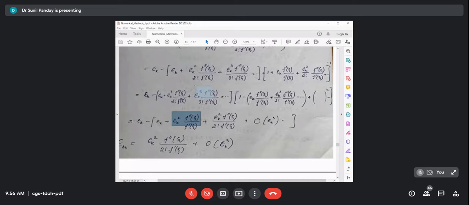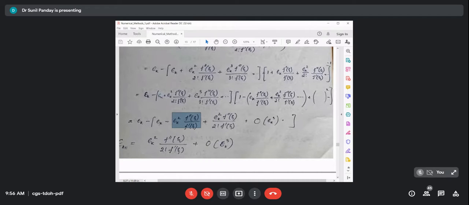Next, there is a third term in epsilon k, so we will neglect this one because this term will not cancel out. Now we multiply this epsilon k to this one, and we get this epsilon k. Then we multiply this epsilon k to this first term only, and we will get epsilon k square f double dash xi upon f dash xi, and 1 minus from this one.